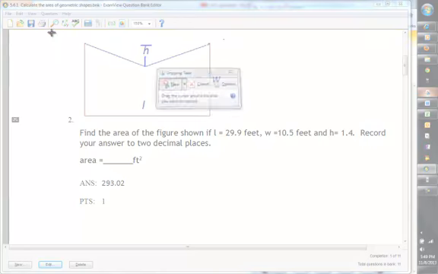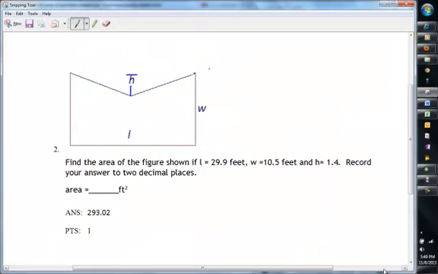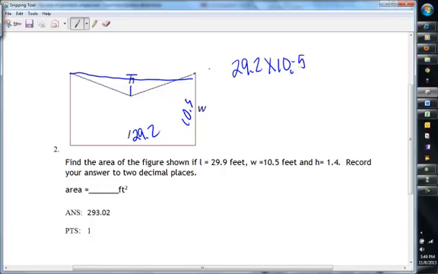Next one. Find the area of this figure. What I would like you to do is to think of it as two separate figures. You've got a rectangle, and the area of the rectangle is 29.2 by 10.5, so it's 29.2 times 10.5, subtract the area of the triangle up above. The area of the triangle is 1/2 base, which is 29.2, times the height, 1.4.